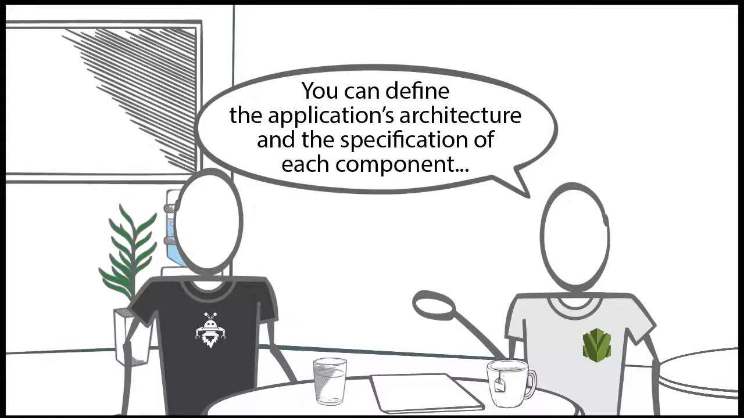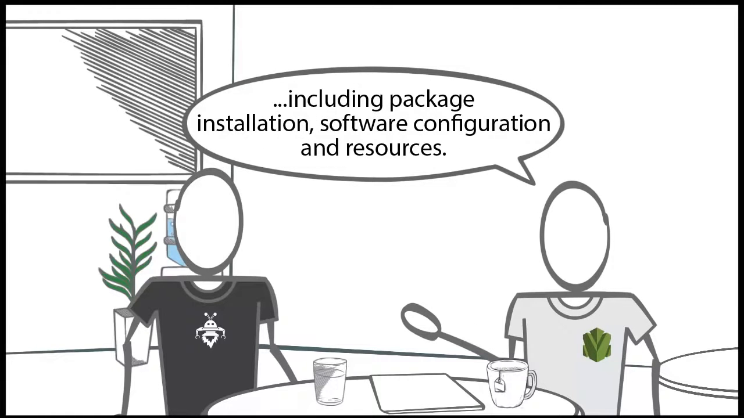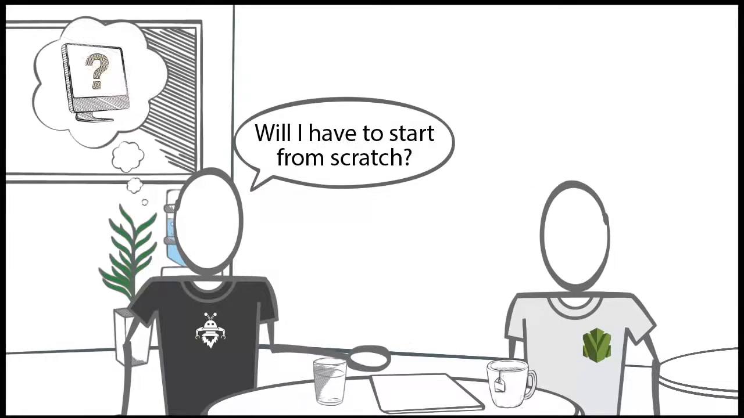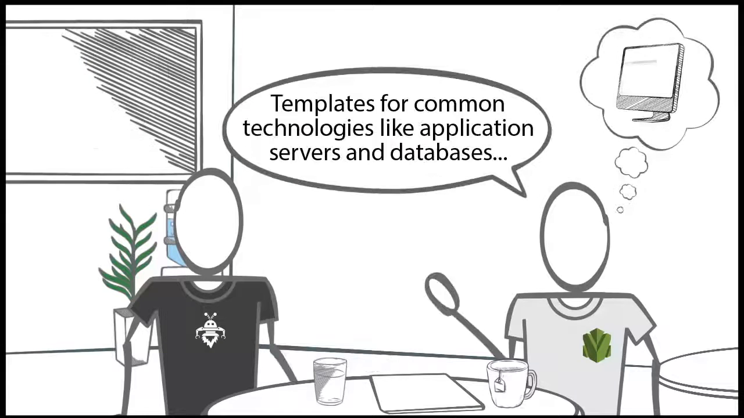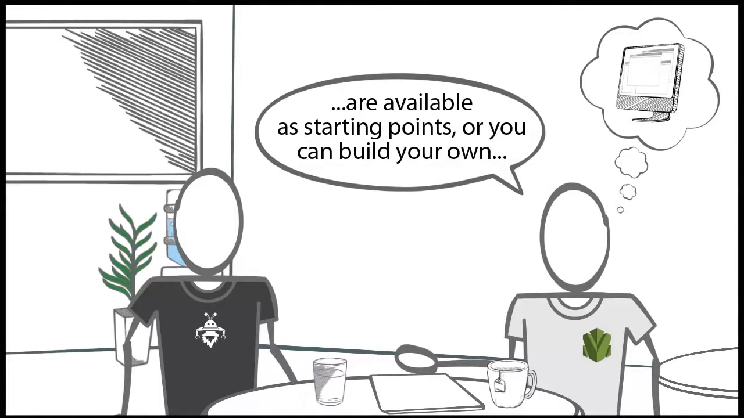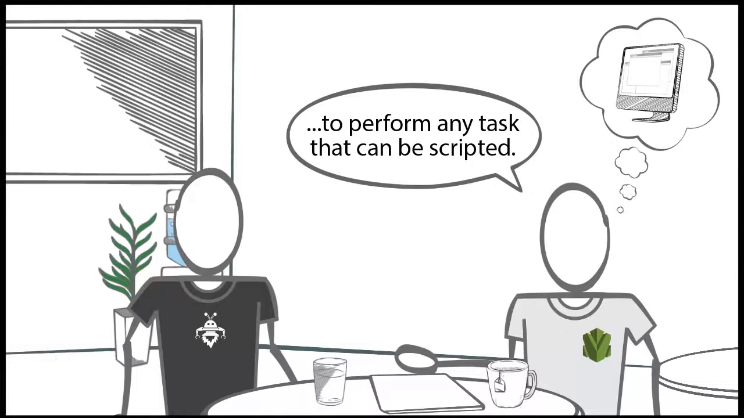You can define the application's architecture and the specification of each component, including package installation, software configuration, and resources. Will I have to start from scratch? Templates for common technologies, like application servers and databases, are available as starting points, or you can build your own to perform any task that can be scripted.